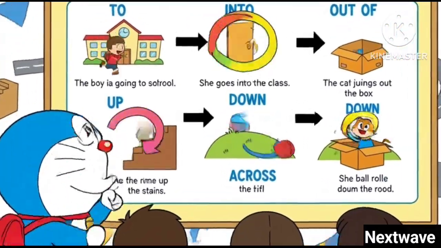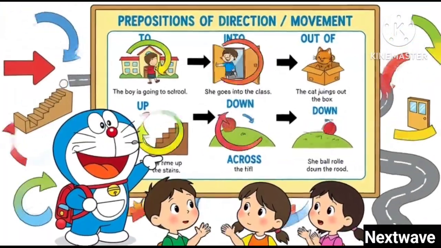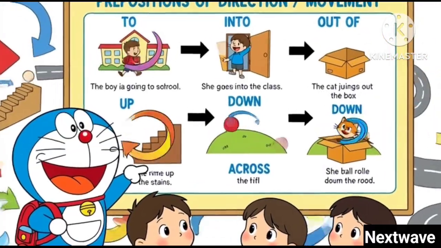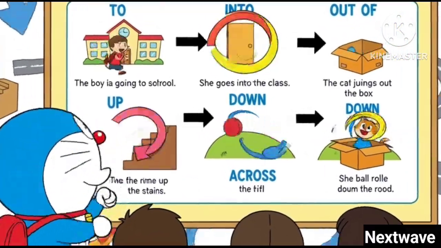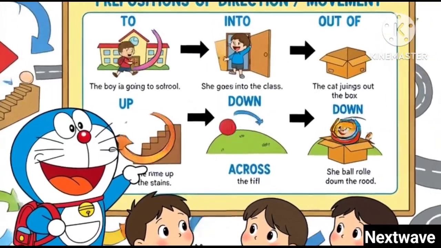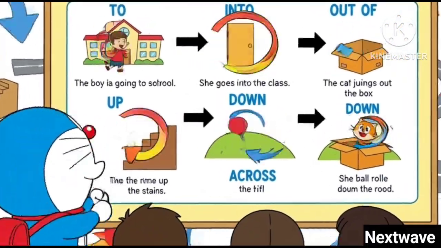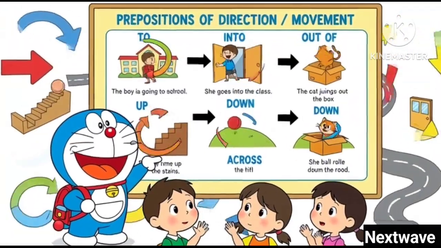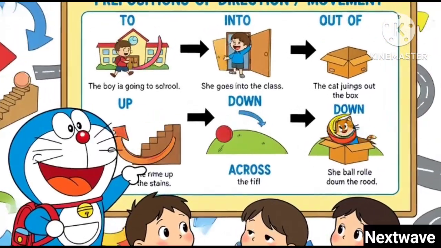The boy is going to school. To, it's the preposition of direction or movement. Next example, she goes into the class. Into is the preposition. Another example, the cat jumps out of the box. Out of, it's a preposition.